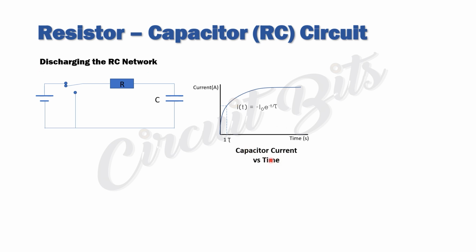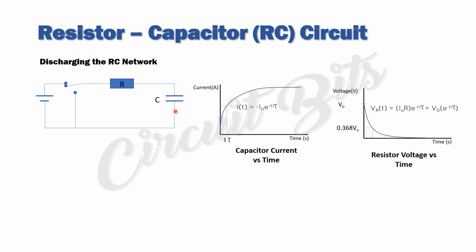We have the capacitor current versus time. In this case we have our graph like this, compared to the charging, where it was this way. This is the formula we got from the previous slide for the capacitor current. It is also the same formula and the same graph for the resistor current, because the current flowing through the resistor is the same as that flowing through the capacitor, as they are in series.